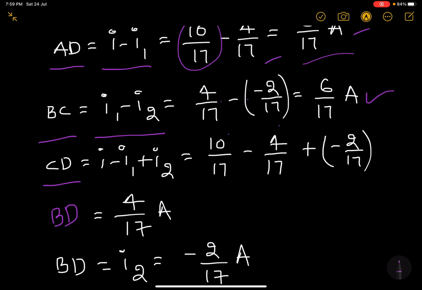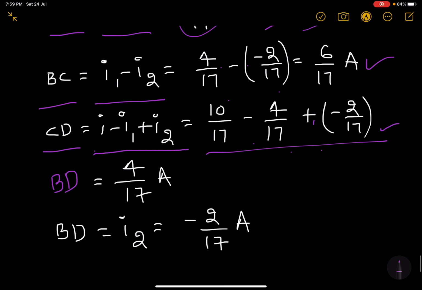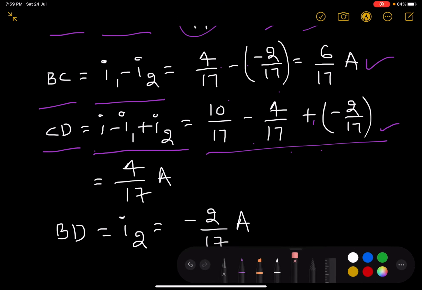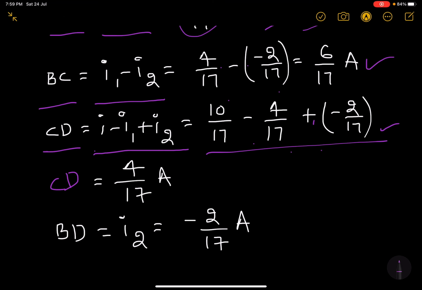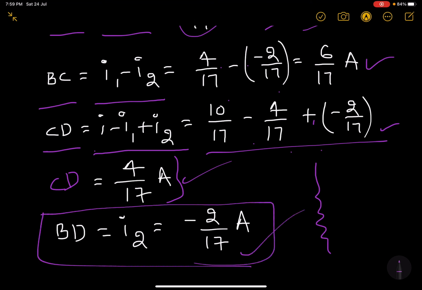The CD branch carries current I minus I1 plus I2. Putting the values, 10 by 17 minus 4 by 17 plus minus 2 by 17, I got CD equal to 4 by 17 amperes. Last, the branch in between, BD, is equal to I2 only, that is minus 2 by 17.